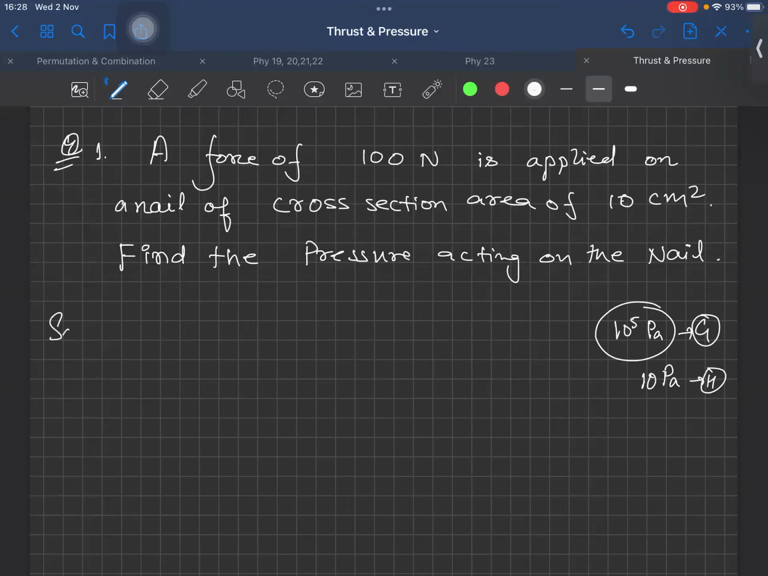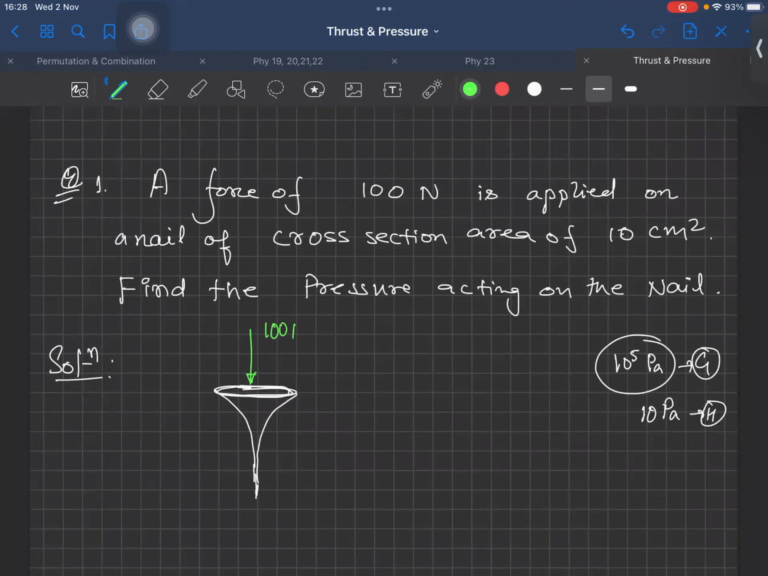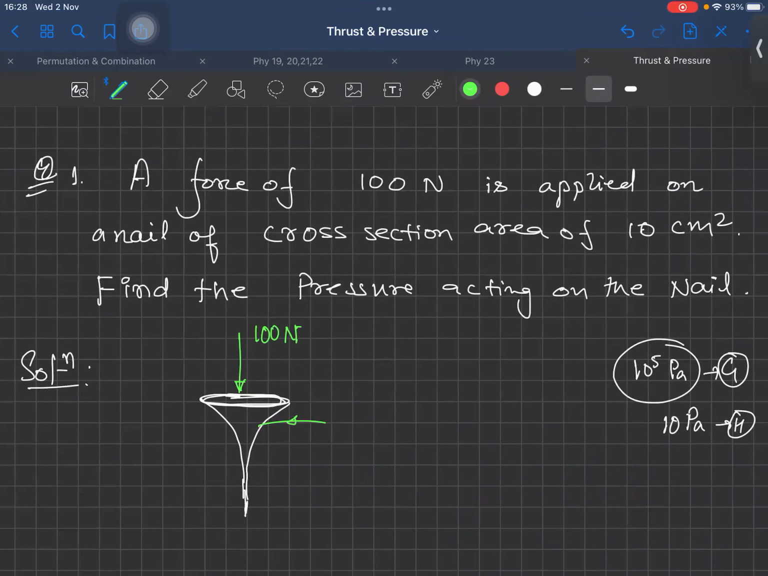Okay, let's understand. See, a force of 100 Newton is applied on a nail, right? So the nail will have a cross-sectional area. Let's say the nail is something like that, maybe some sharp, or we don't know. And you are applying a force of 100 Newton, maybe using a hammer or something, okay? And the cross-sectional area of this nail is given to you, A, which is equal to 10 centimeters square.